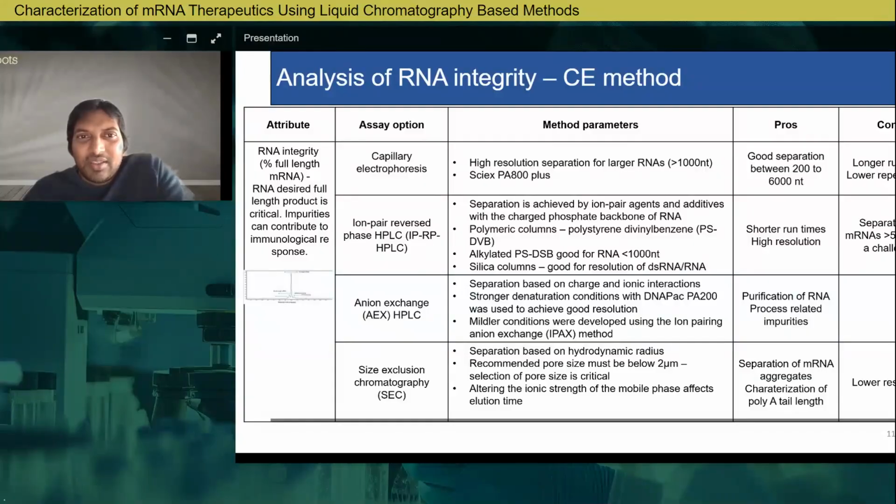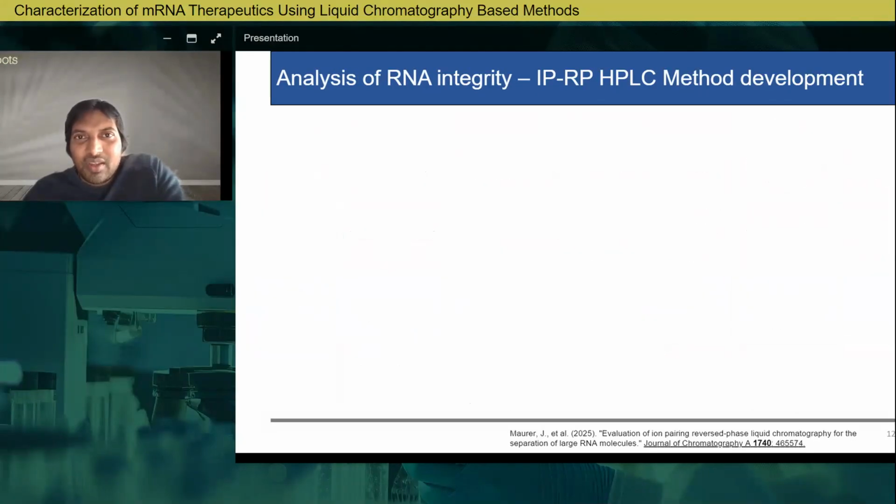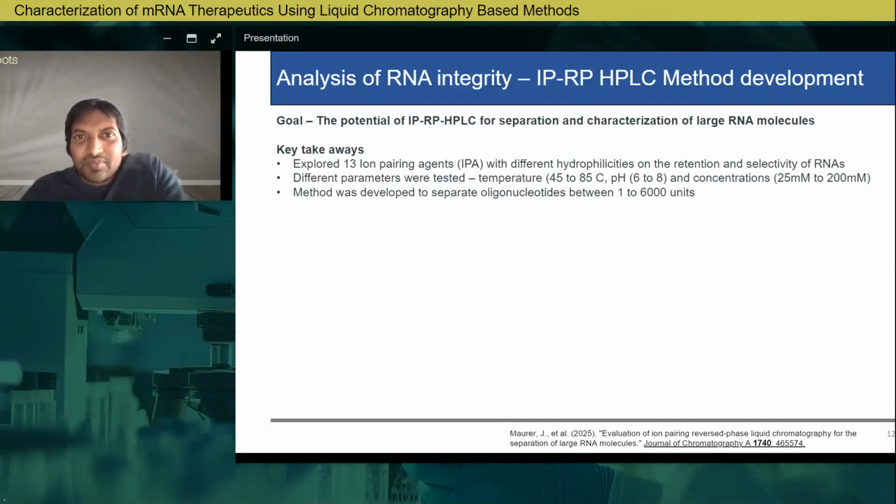The study I'm going to show you is one where the goal was to potentially utilize ion pair reverse phase HPLC for separation and characterization of large RNA molecules. The key takeaways from this article are that they explored 13 different ion pairing agents with different hydrophobicities, and the retention and selectivity for these different RNAs.